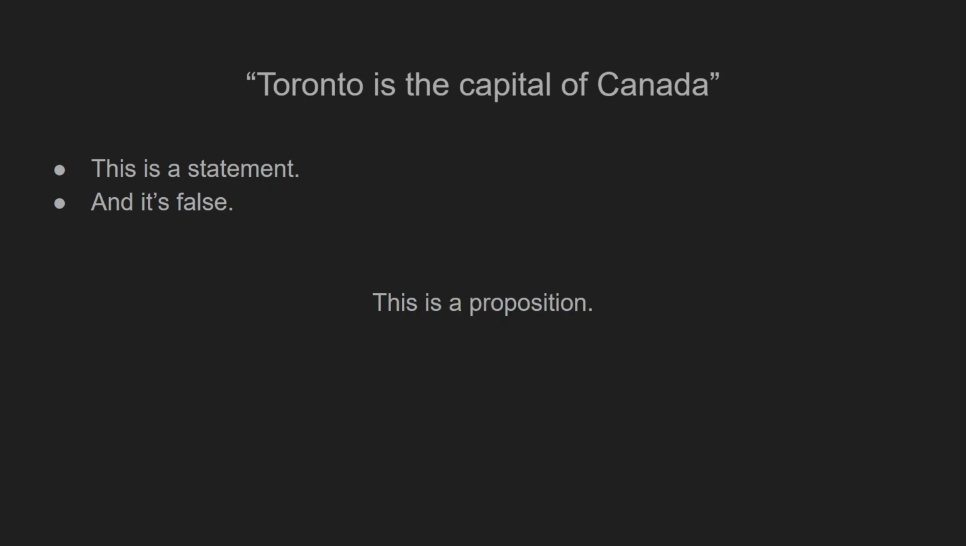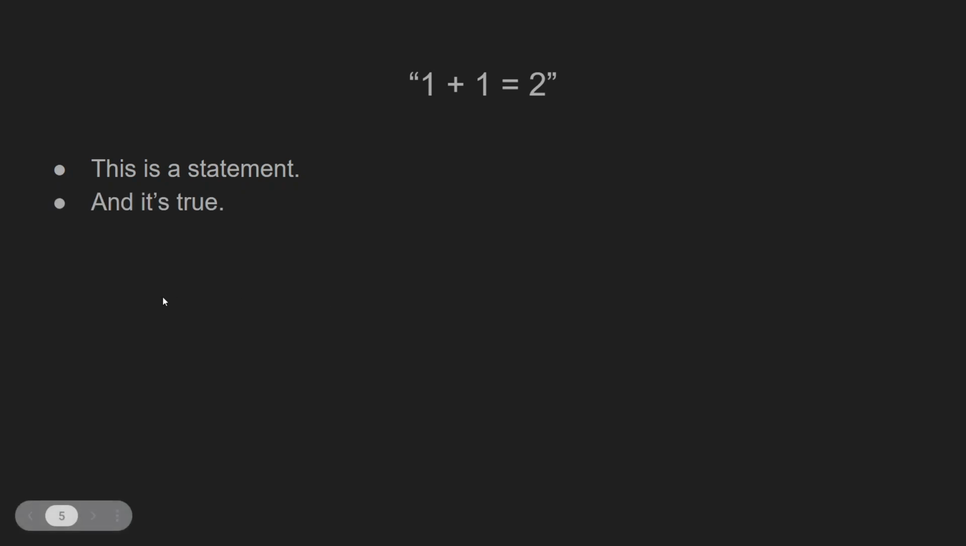Let's do some more examples. 1 plus 1 equals 2. This is a declarative statement, obviously, because this is a simple equation. All right, and this is true. So, this is a proposition.